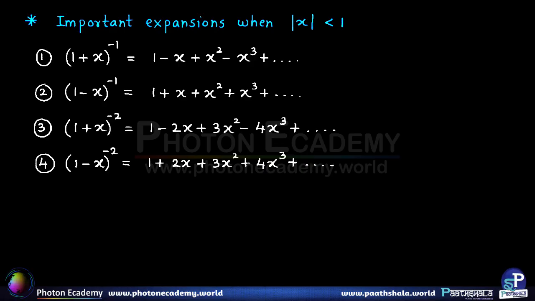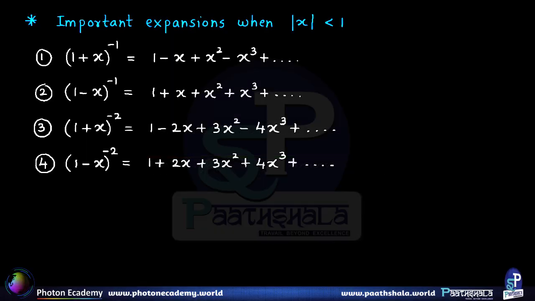Similarly, we have another set of 2 expansions in which the index n is -2. Here also we have a clear pattern: in the third expansion we have alternate terms as positive and negative, and in the fourth we have all the terms as positive.